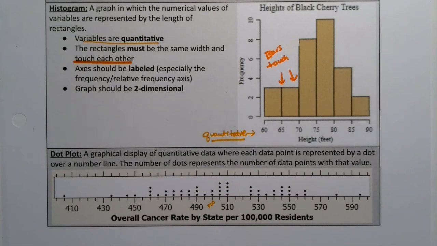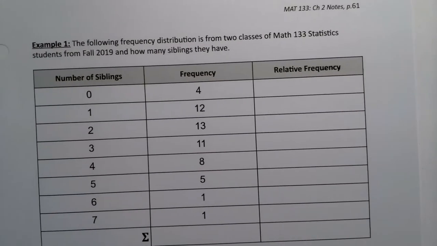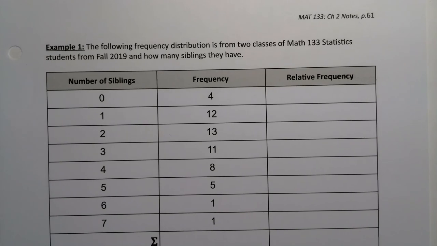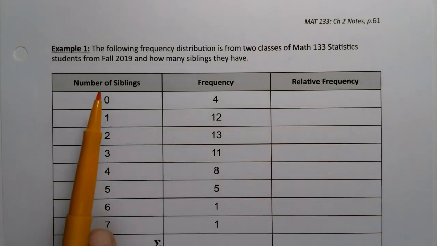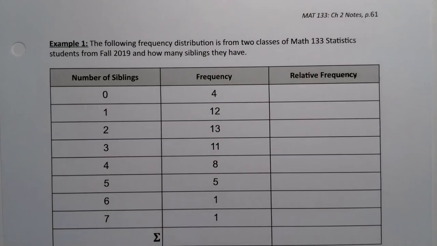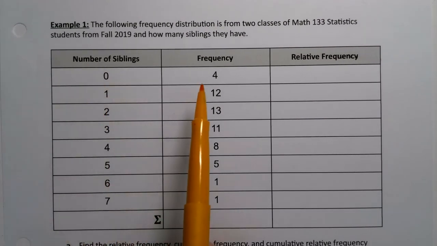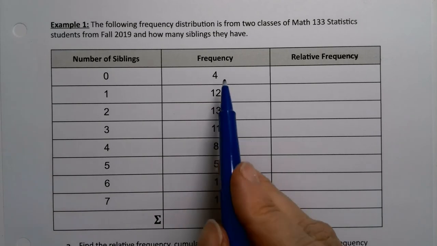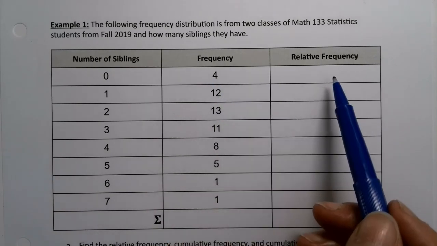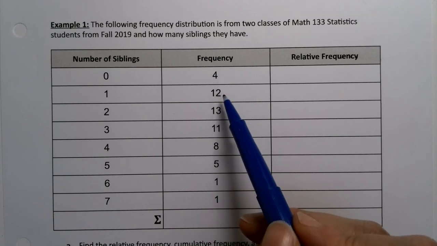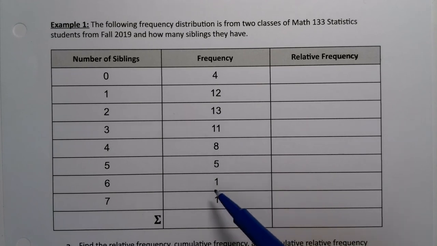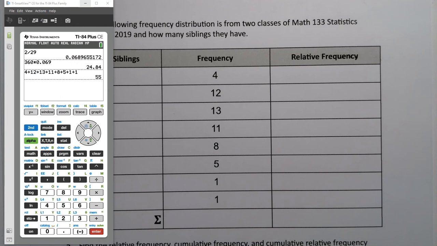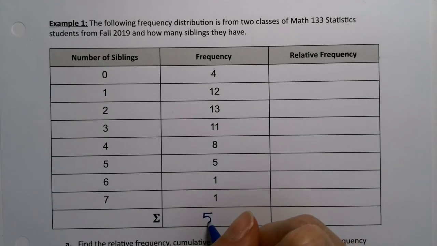All right, so before we can go make a histogram of our own, or a dot plot for that matter, we are going to look at a data set from a real class. It's actually from two classes of Math 133 students from fall of 2019, and how many siblings they had. We can see we have the number of siblings here and the relative frequency here. If we add up these numbers, that's 16, 29, 40, 48, 53, 54, 55. I double checked my math with the calculator just to make sure, and sure enough, that sum is 55.